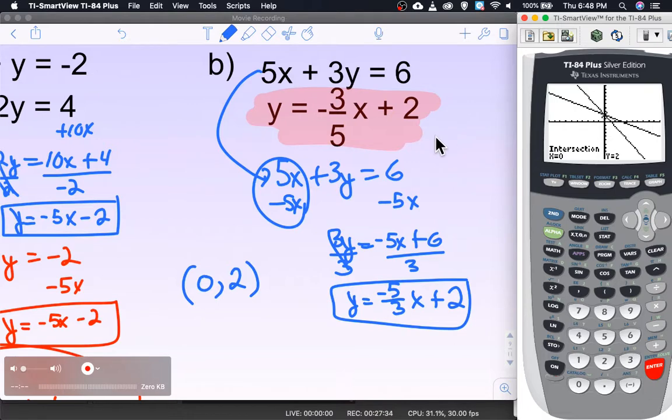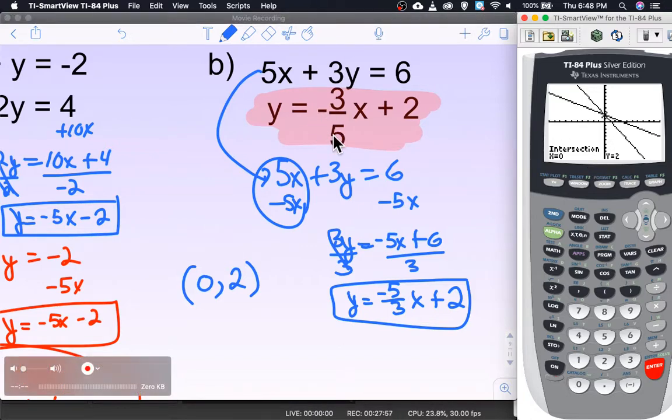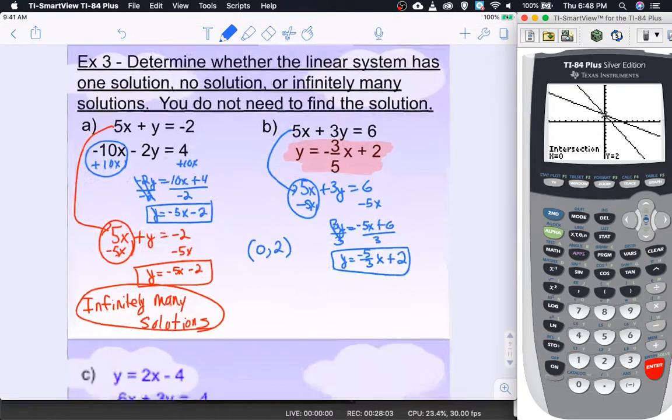And I'll be honest, we could have guessed that because they both have the same y-intercept but different slopes. So they're crossing at the y-intercept. But that's how you can use your graphing calculator to help you with this process. Also, depending on what type of assignment you're doing, once you've solved both for y, you could use Desmos to graph the equations to see what they look like as well.